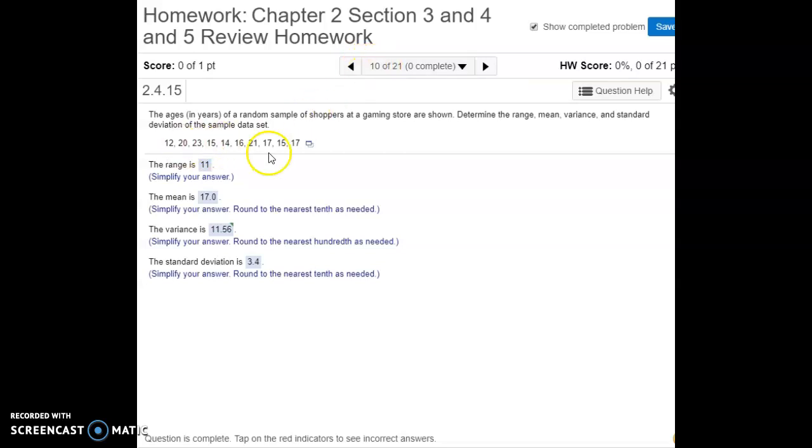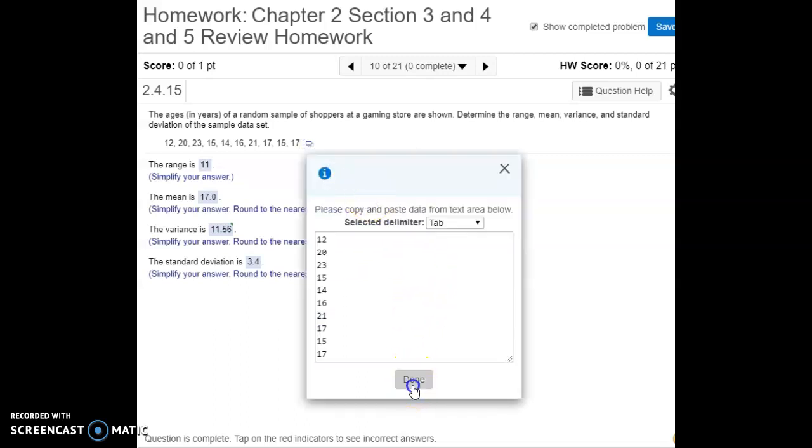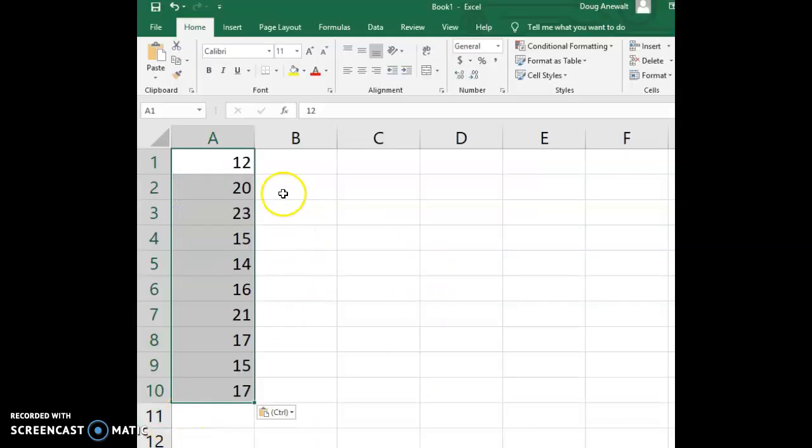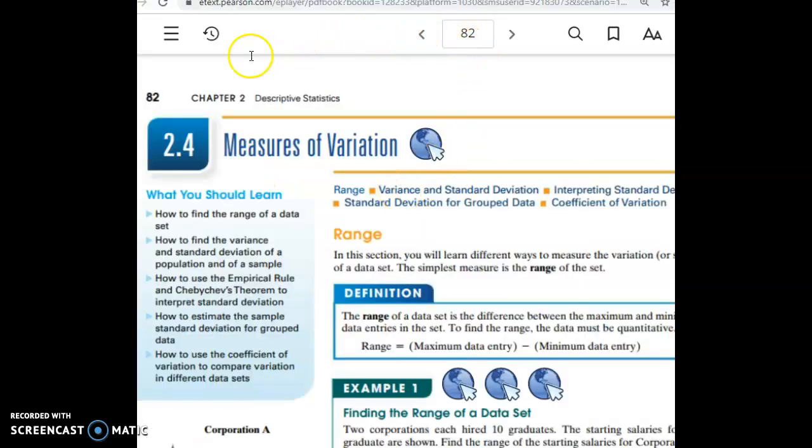Number 10, we have some data, and we're going to find the range, mean, variance, and standard deviation. So I'm going to copy it, Control C, and then paste it here in Excel with Control V. And all these definitions are covered in 2.4 here.